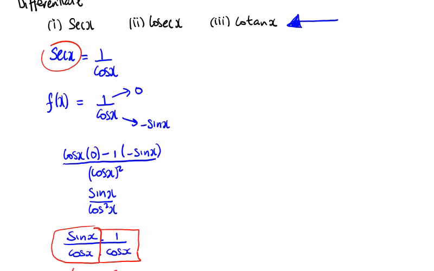We're looking at cosecant x, and cosecant x in the tables is 1 over sine x. So 1 over sine x, if we use the quotient rule, on the bottom we're going to have the bottom squared.